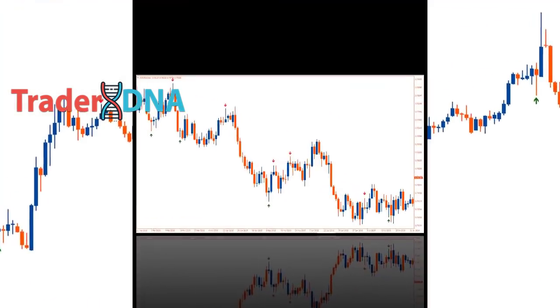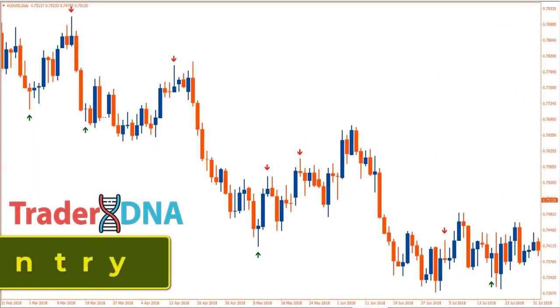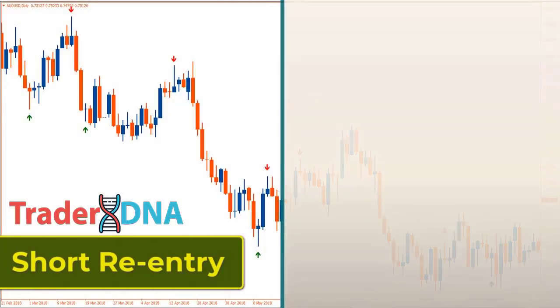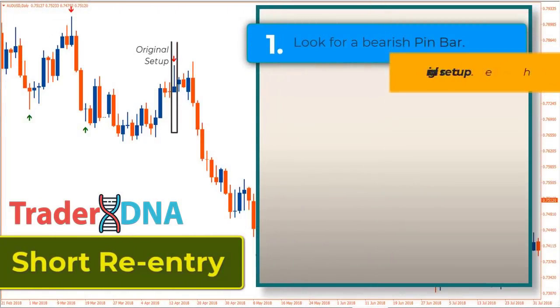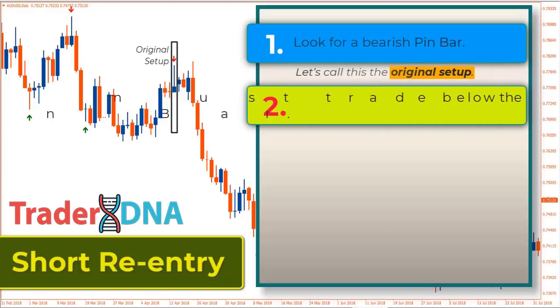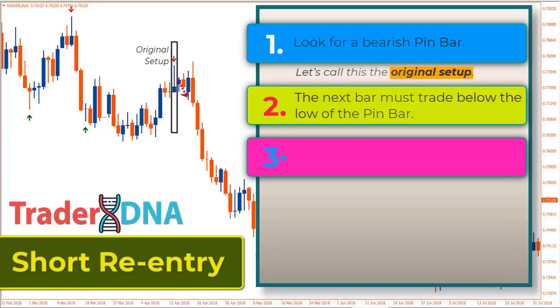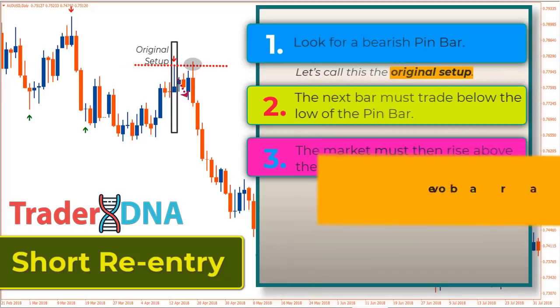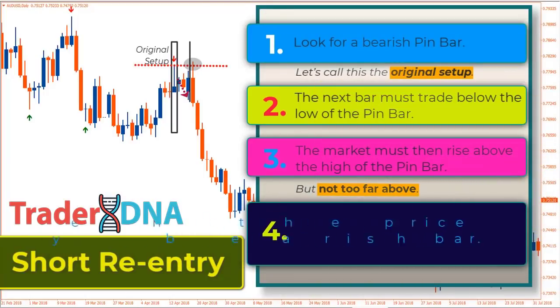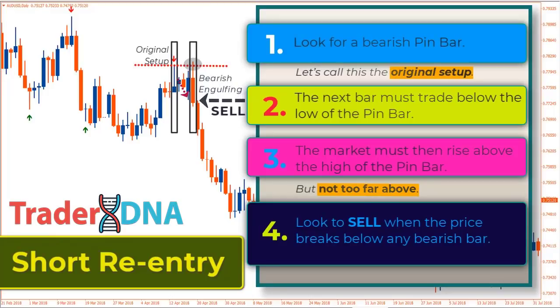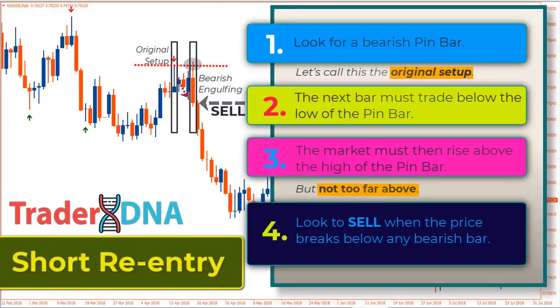Short re-entry trading setup. Follow these steps. First, look for a bearish pin bar. Second, the next bar must trade below the low of the pin bar. Third, the market must then rise above the high of the pin bar, but not too far above. Fourth, look to sell when the price breaks below any bearish bar.